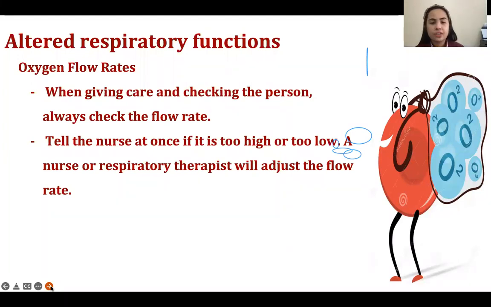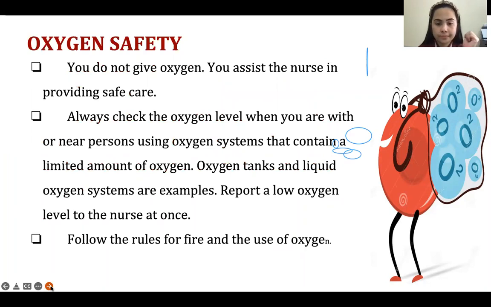Now, what are the oxygen flow rates? For the oxygen flow rates, guys, when giving care and checking the person, always check the flow rate. For example, when you're doing vital signs, you check the flow rate. Maybe the flow rate required for the patient became lower or higher, so you should inform the nurse in charge. Tell the nurse at once if it's too high or too low, so they will adjust.